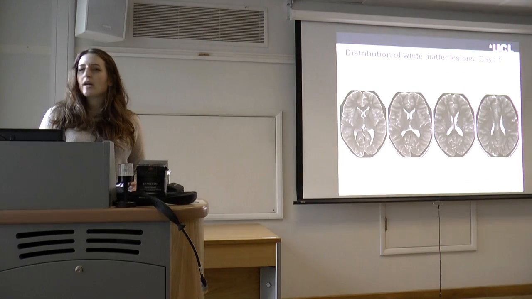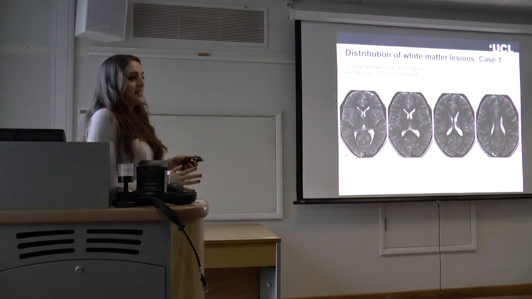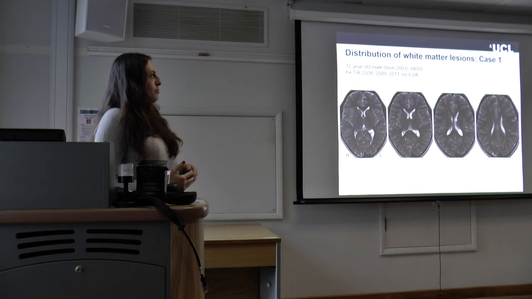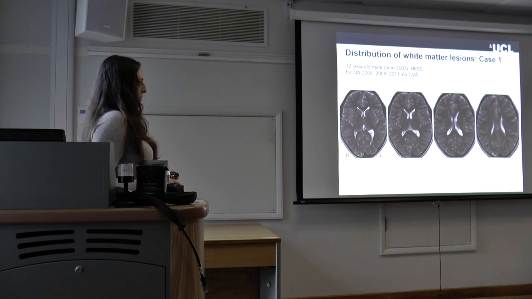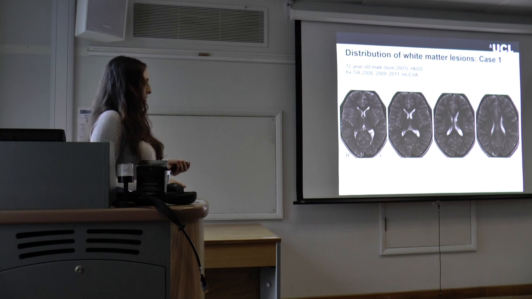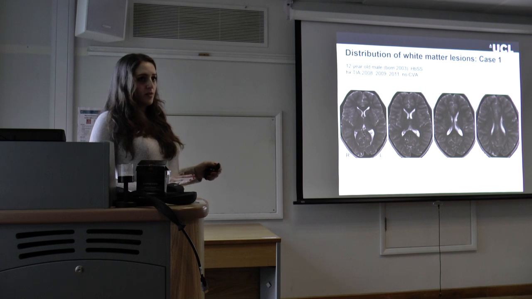Okay, so switching gears again, I want to talk about these lesions, and I want to look at 3 cases that look at the distribution of the lesions. So this is case 1. This is a 12-year-old male with homozygous sickle anemia, history of transient ischemic attack when he was 5, 6, and 8 years old, but no history of clinical stroke.